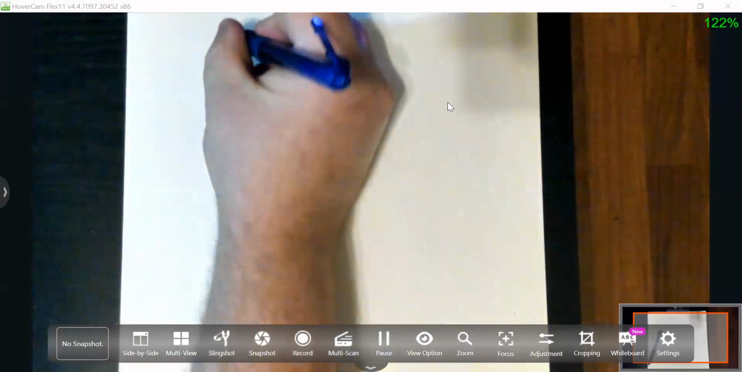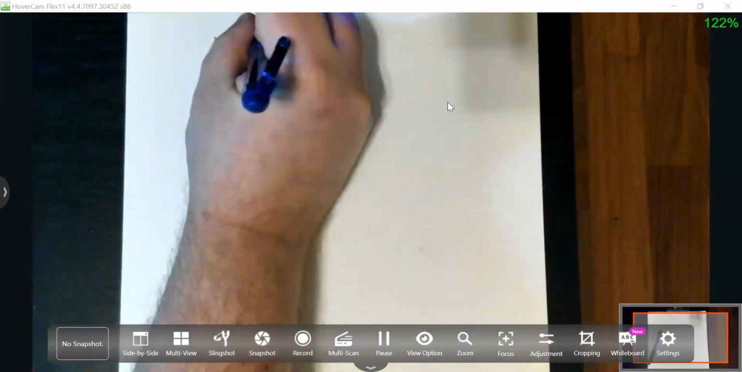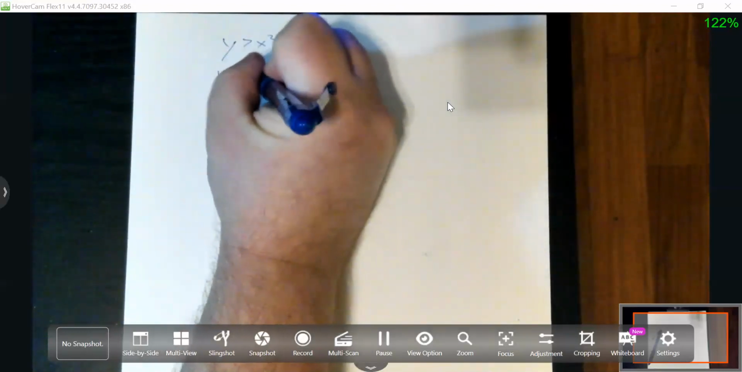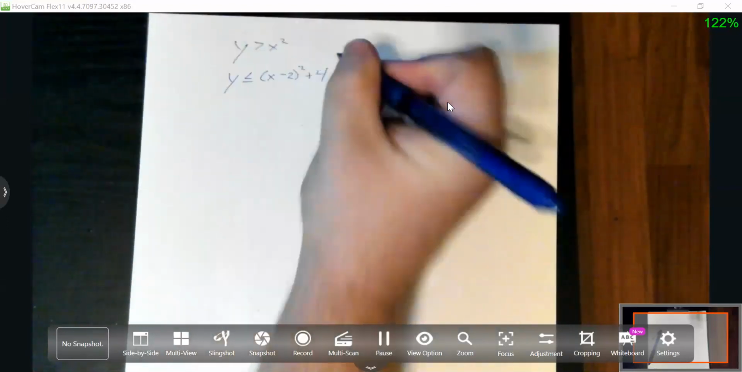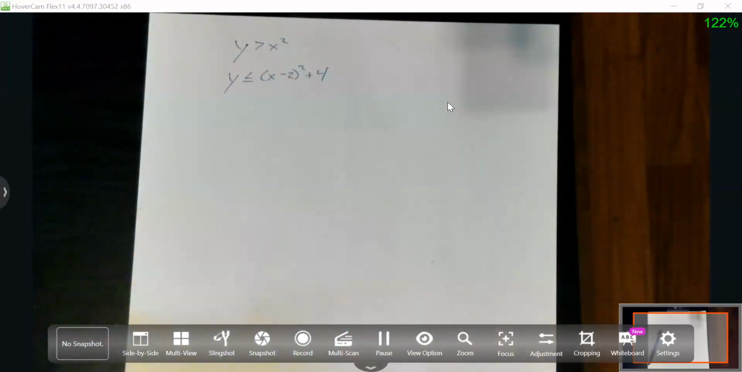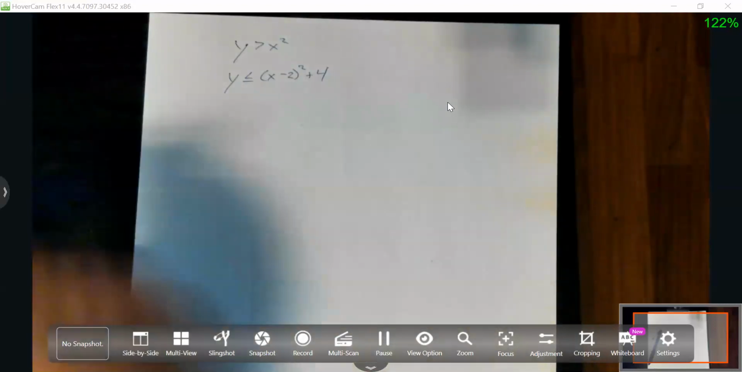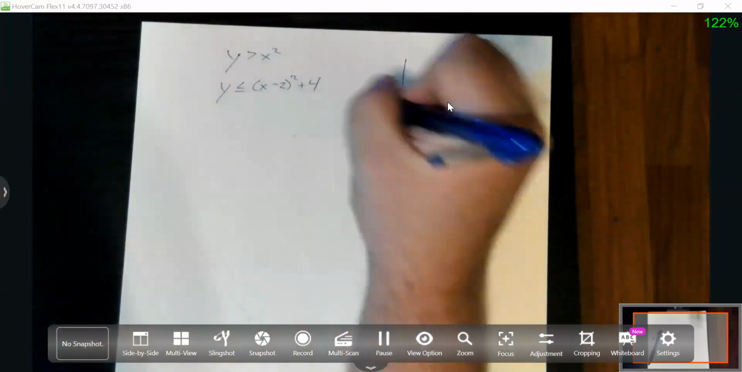Next, we could graph systems. What if we wanted to graph y is greater than x squared, but y is less than or equal to (x minus 2) squared plus 4. Just like when we graphed systems before, it just means we do it all at the same time. So I'm going to graph each of them separately.